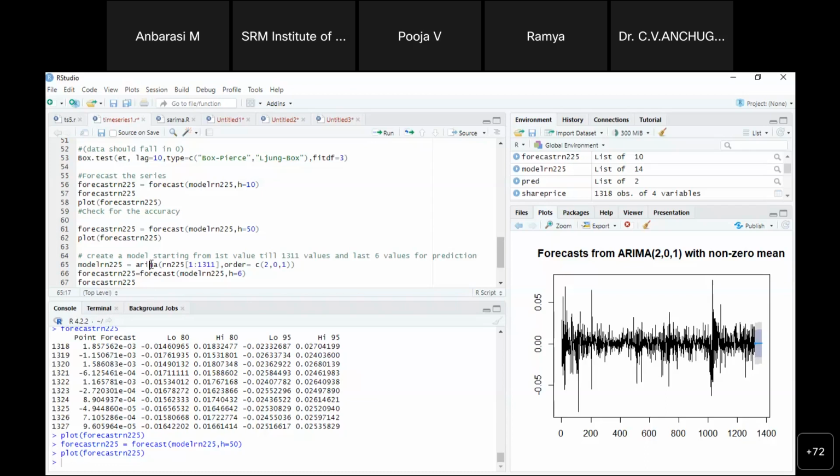Okay, suppose I want to create a model starting from 1 to 1311, only these 3 data sets I want to consider.